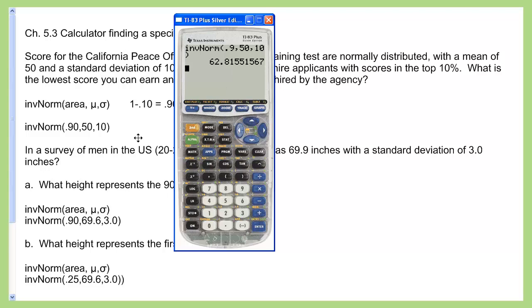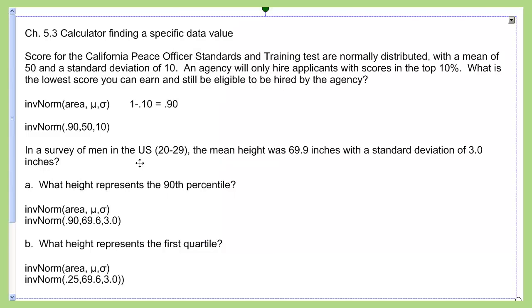So now we're going to look at one more problem, same type of problem. In a survey of men in the U.S., ages 20 to 29, the mean height was 69.9 inches with a standard deviation of 3 inches. We've already seen this problem before. You would do the same thing in the calculator. You're going to type this in to get the 90th percentile, because that's what that is. So it's the same type of problem, just with different numbers.